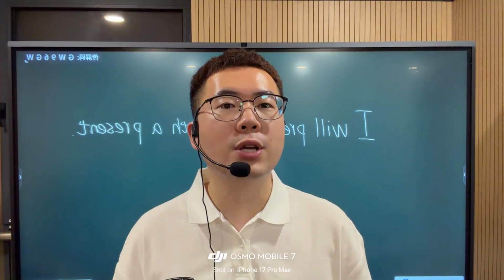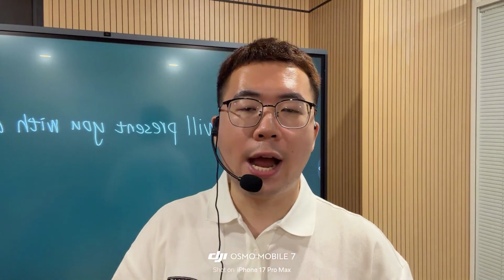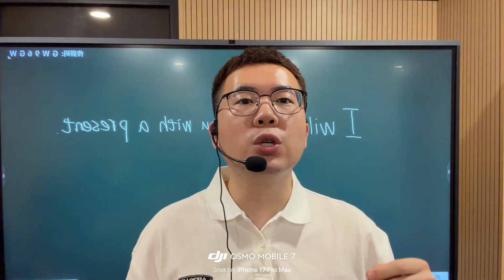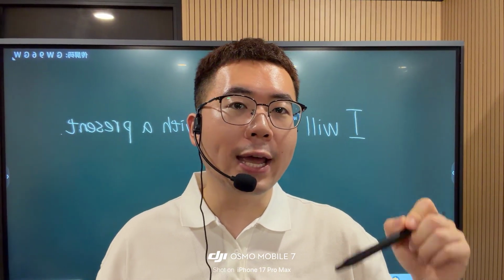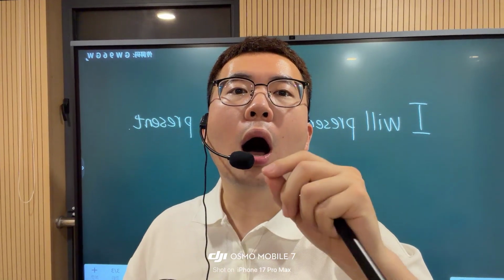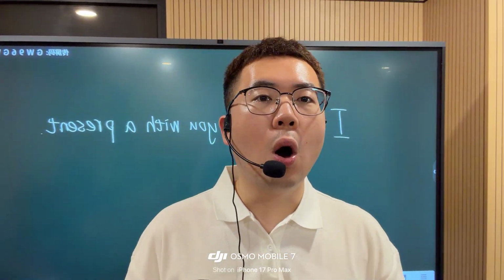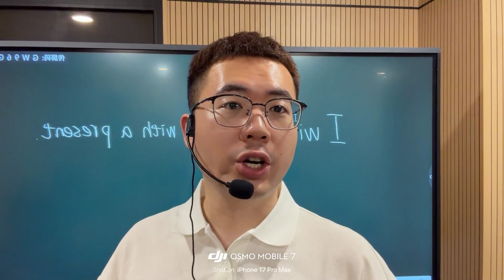Word number 3, object. As a noun, a thing, same first syllable, object. What is the object? As a verb, to disagree, second syllable, object. I object to that idea. Okay, try it. Object. Object. Okay, beautiful.